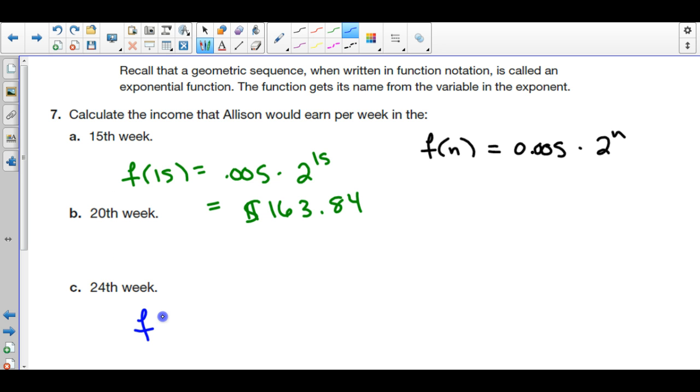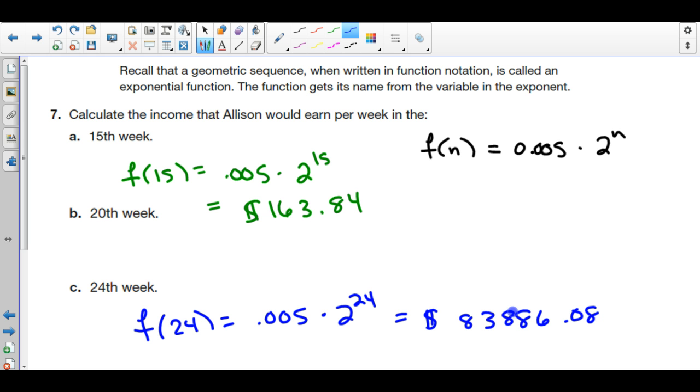I'm going to skip down so that we can get into the really interesting one, which would be the 24th week. So if I do f of 24, same exact thing. You're just putting inputs into an equation. And 24 becomes my exponent. So if I go in the calculator for this, 0.005 times 2 to the 24th power, she's getting a lot of money. Holy crap. Okay, $83,886.08. Don't forget that 8 cents. That's like how much she earned in the 4th week.